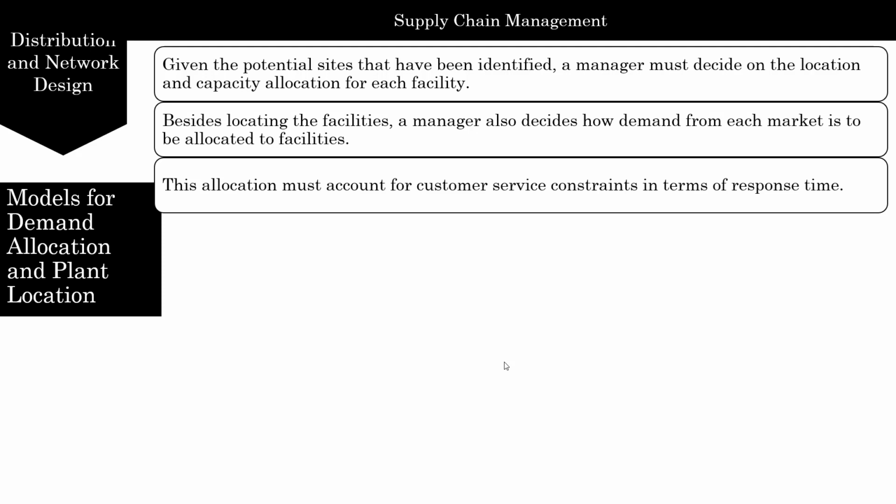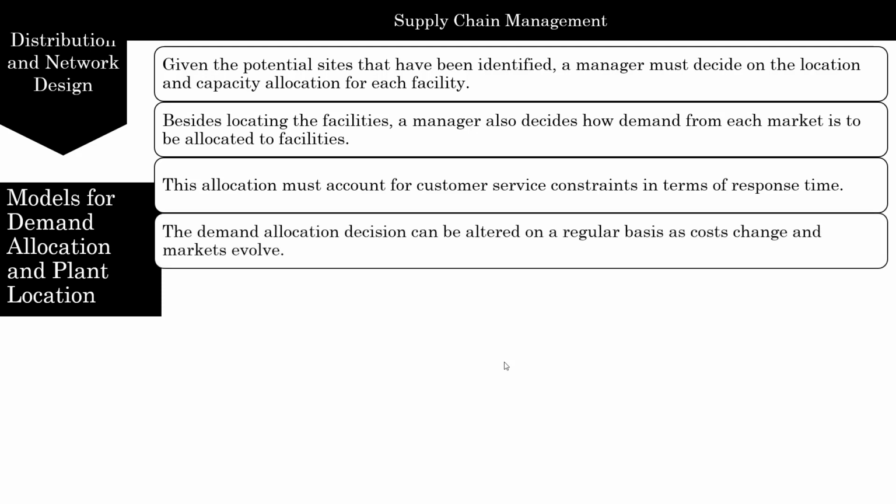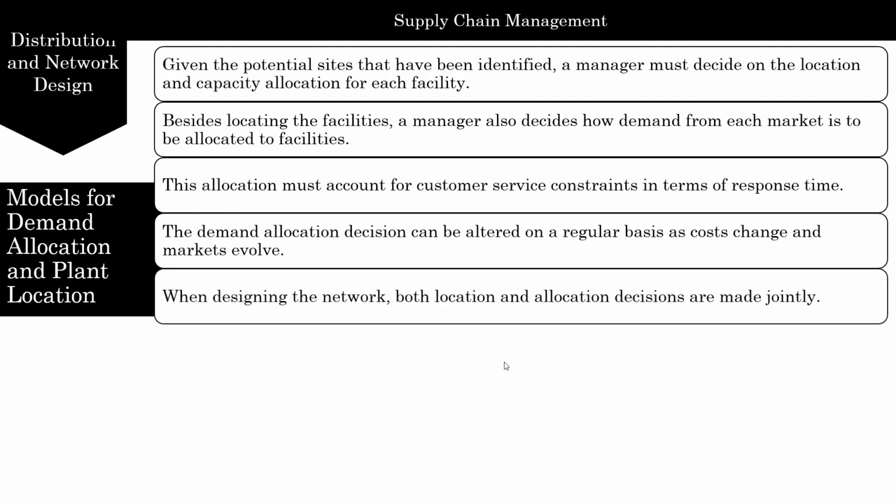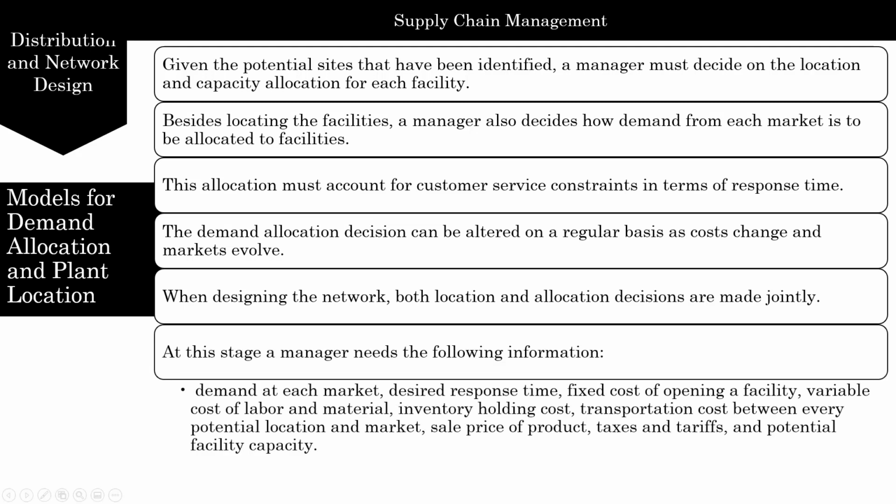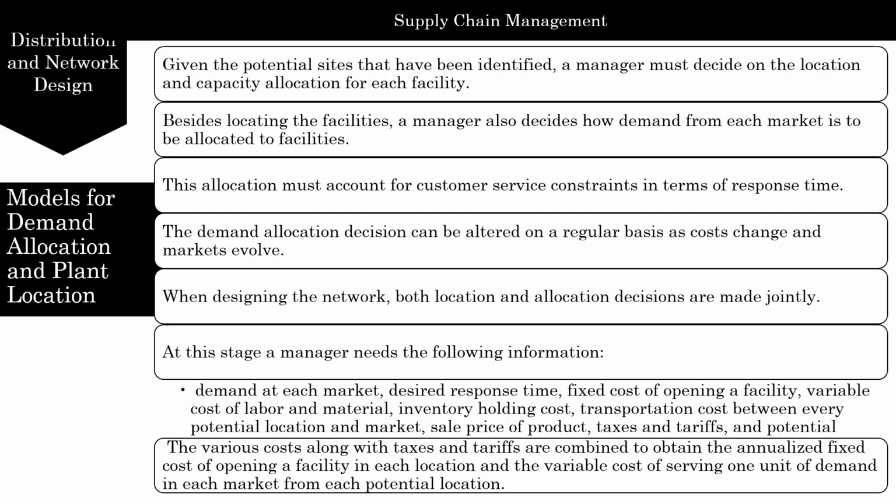Demand allocation decisions can be altered on a regular basis as costs change and the market evolves. Now remember, setting up the facility site takes a lot of time, but demand allocation can be changed. When designing the network, both location and allocation decisions have to be made jointly, and therefore a manager needs a bunch of information. We look at demand at each market, response time, fixed cost, variable cost, taxes, tariffs, etc. So the various costs along with tax and tariffs basically give us the fixed cost and the variable cost.